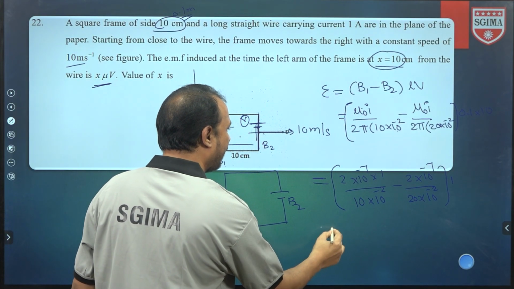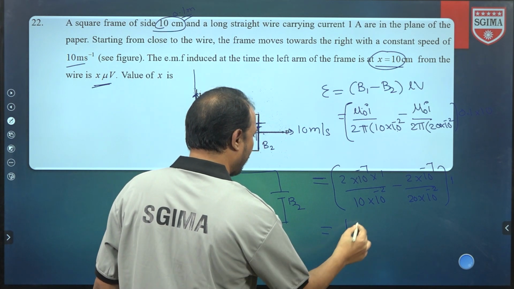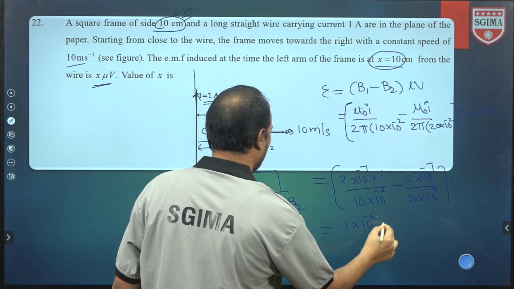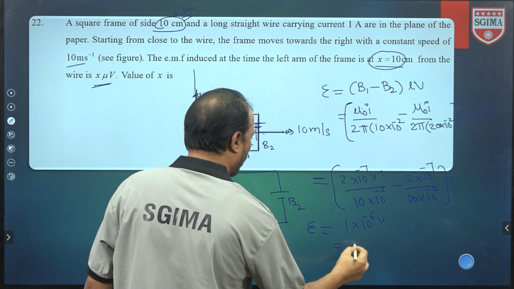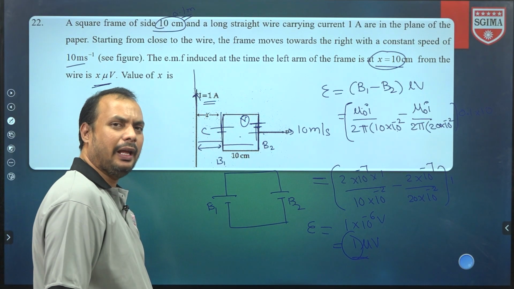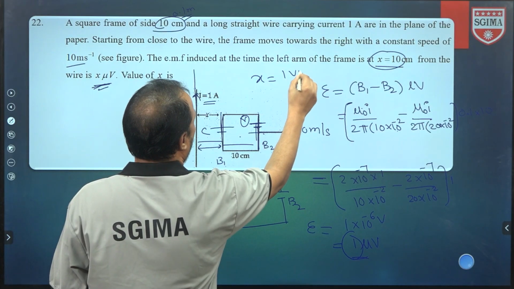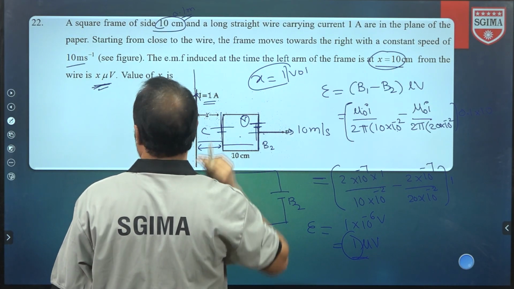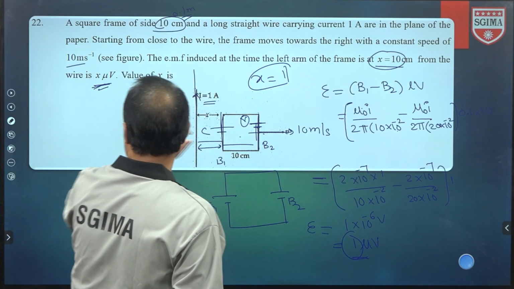Just go through the simplification, right? After simplification, you will get 1 into 10 power minus 6 volt, which is nothing but EMF in microvolt. Then the value of x, if you are comparing, you will get which is 1. Not volt, it is only 1. Right? Next.